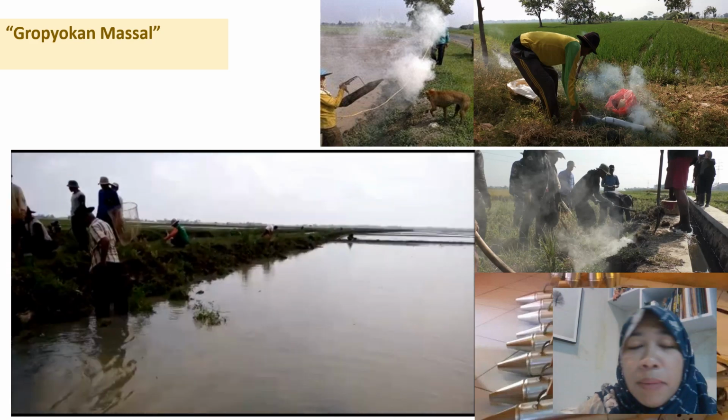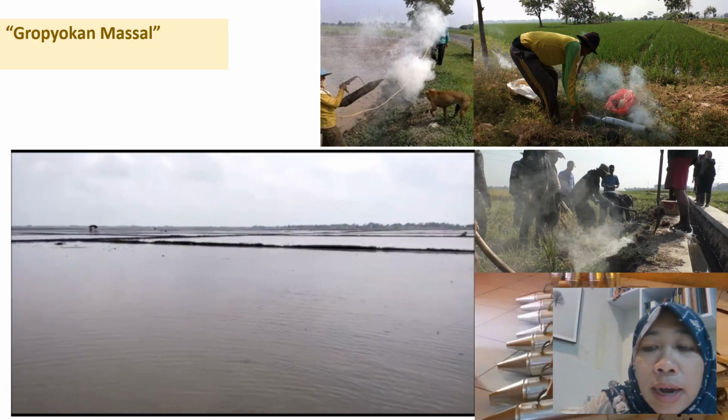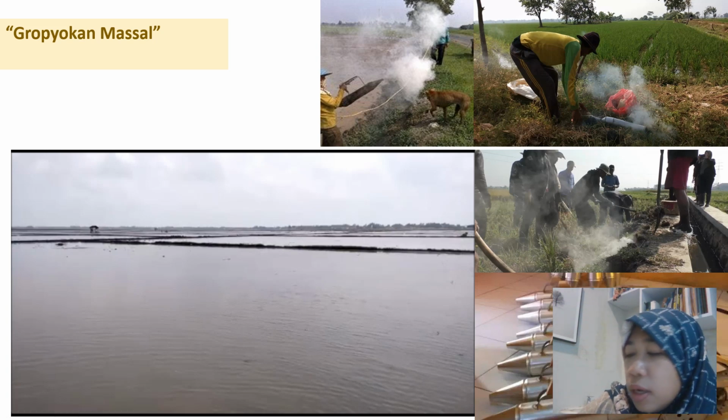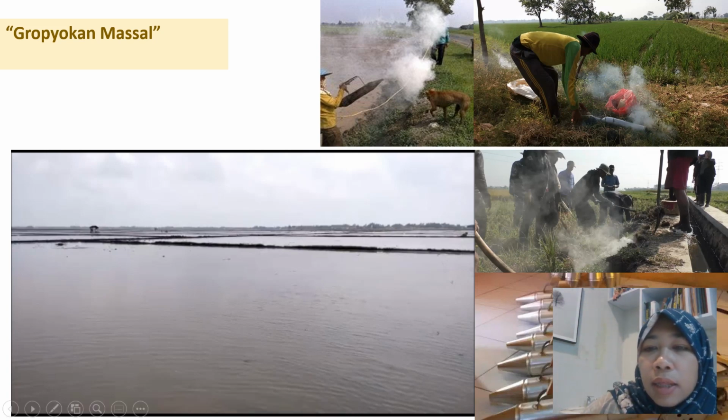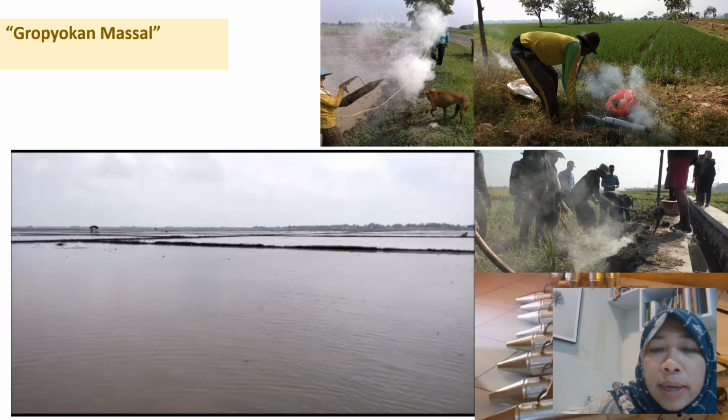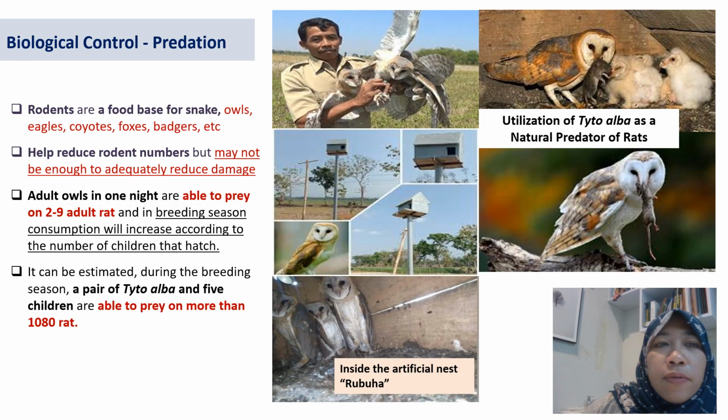Okay, they disassemble the nest of the rat. Actually, they do like that. They do fumigation. They disassemble the nest of the rat, and then they kill together. And the gropyokan is effective to use in the beginning of the season when there are no plants in the field. Or we call it musim bera, ketika tidak ada tanaman, when there is no plant in the field.